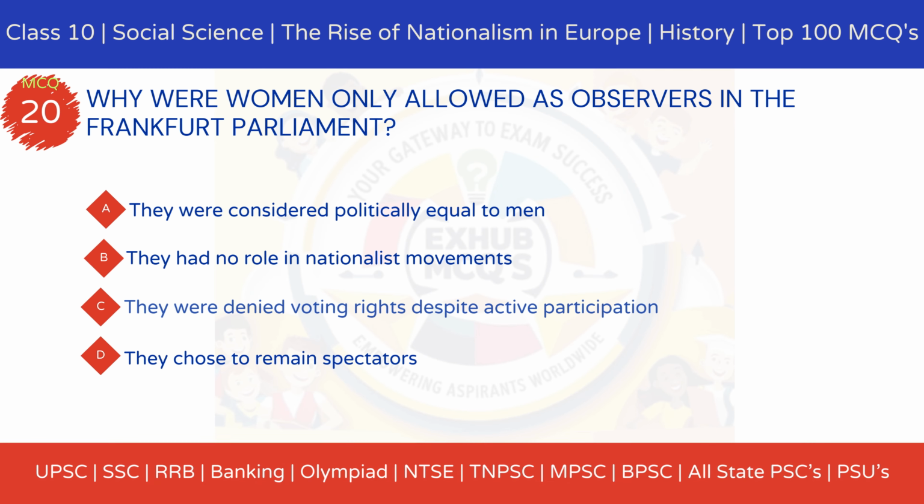MCQ 20. Why were women only allowed as observers in the Frankfurt Parliament? Option A. They were considered politically equal to men. Option B. They had no role in nationalist movements. Option C. They were denied voting rights despite active participation. Option D. They chose to remain spectators.